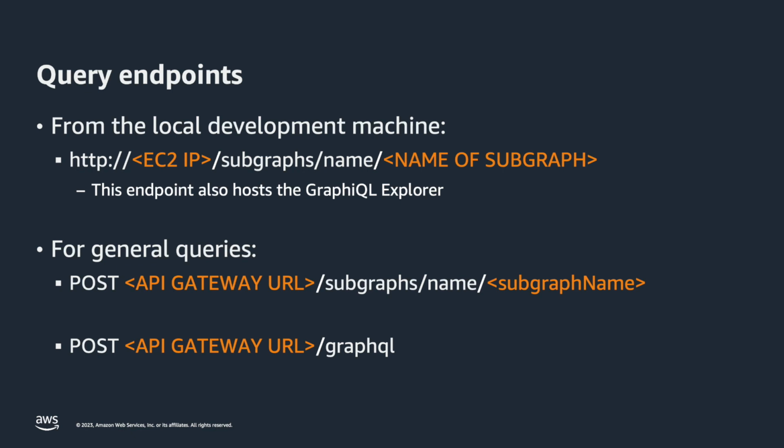There are two ways for accessing the graph node in this CDK application. From the local development machine, you can use the first endpoint. This endpoint also hosts the GraphQL Explorer. For general queries, from the front end or other applications, you can query the subgraph through API Gateway. There are two routes defined. The first route accepts valid subgraph names as a path element. It is used for queries on the specified subgraph. The second route is for status queries about the syncing status of your graph node.